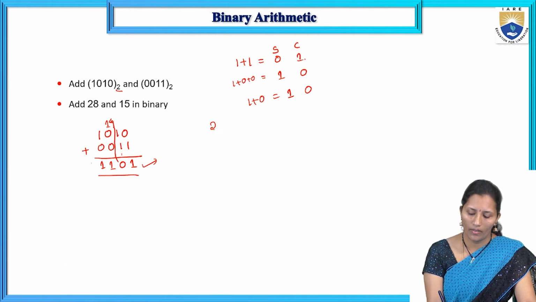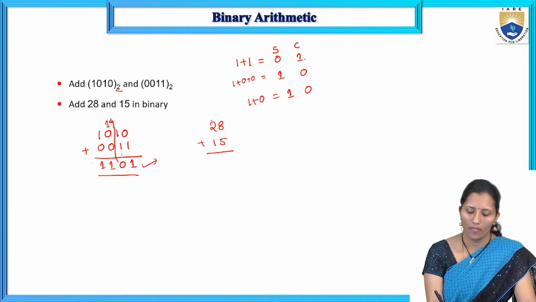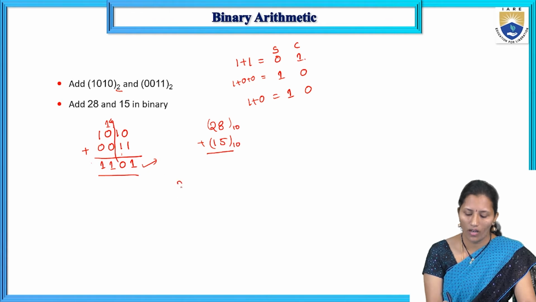For example, we have to perform 28 plus 15 in binary. These numbers are in the decimal number system, so we first have to convert them into binary, then perform the addition. How do we convert the decimal number system into the binary number system? Divide the number by the radix. The binary number system radix is 2. So divide 28 by 2.